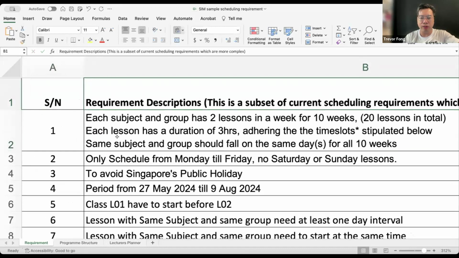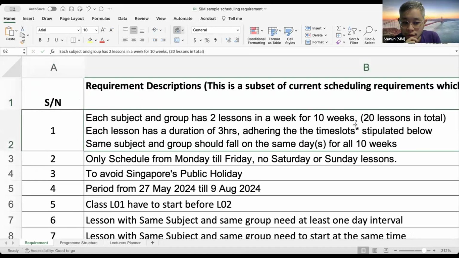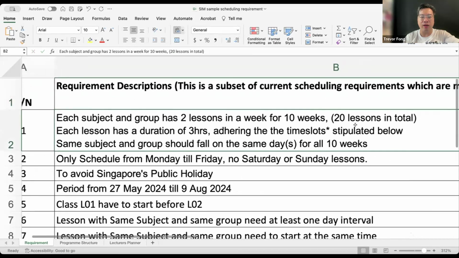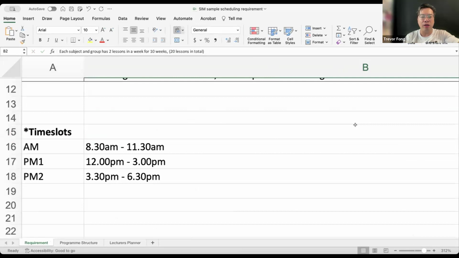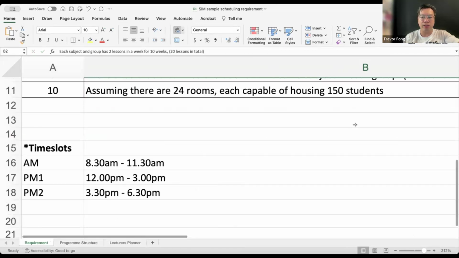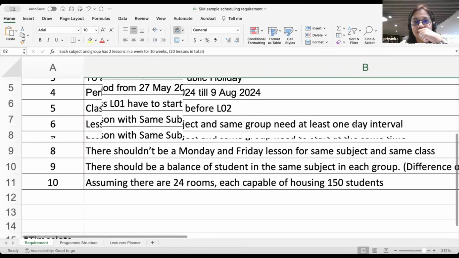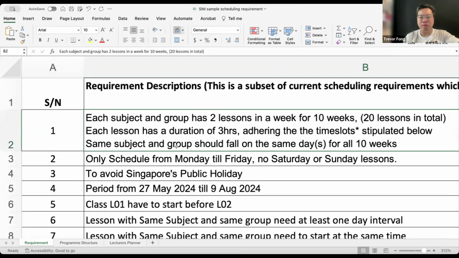Where's the time slots? Scroll down, please. Yes, right. So these are the time slots: 8:30 to 11:30 AM, 12 to 3. Okay, got it already. Same subject and group should fall on the same days for all 10 weeks. Okay. So, yeah.